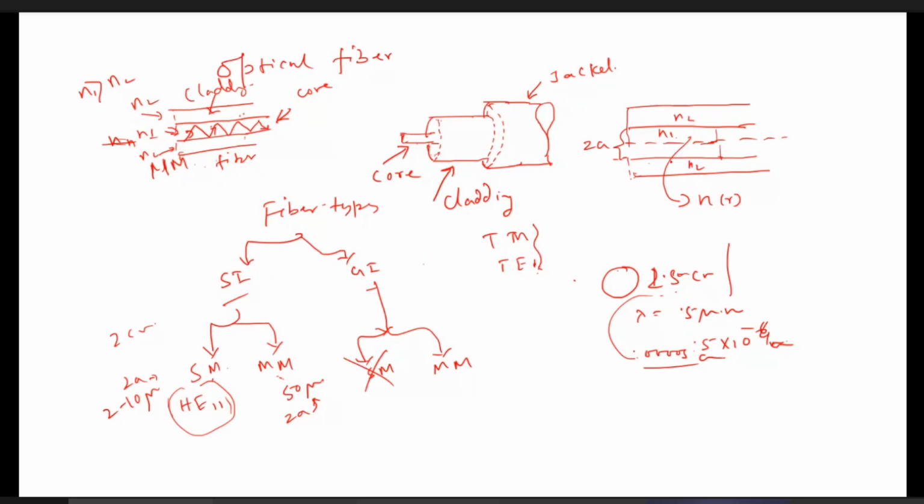So that's why it is not in practice. So GI MM fiber is used. Generally, here GI fiber bandwidth is quite high, and that's why it is very useful for metro cities. But SI MM fiber bandwidth is less, right? But SI SM fibers are used for very long distance communication.